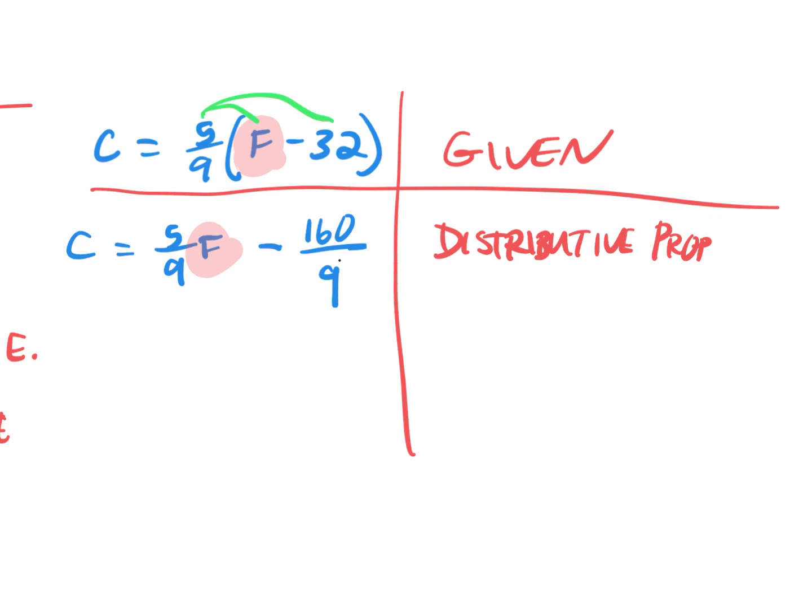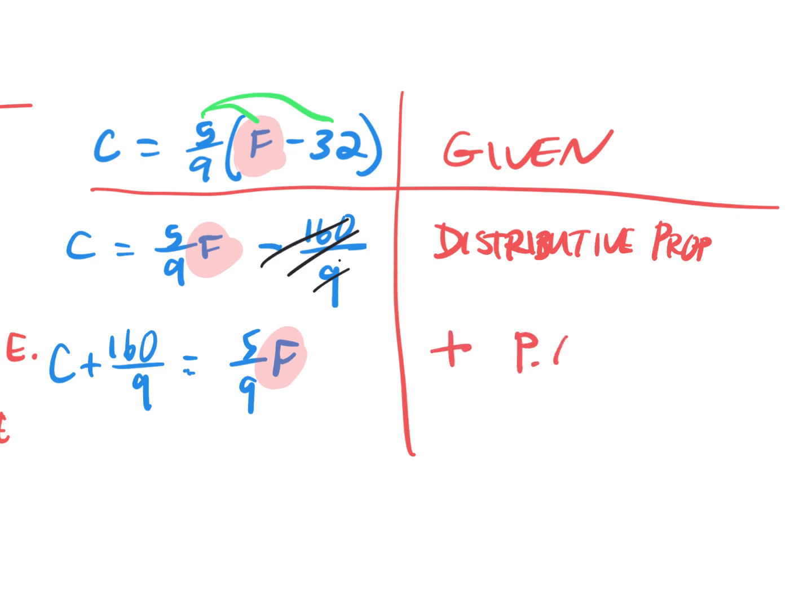All right, how about the next line? Well, remember what we're trying to do is solve for F. So let's work to isolate it. First, we'll get rid of this minus 160 ninths by adding 160 ninths to both sides. We'll add it to the left, and we'll add it to the right. And when we add it to the right, it's gone. So the reason we added something, so it's the addition property of equality.